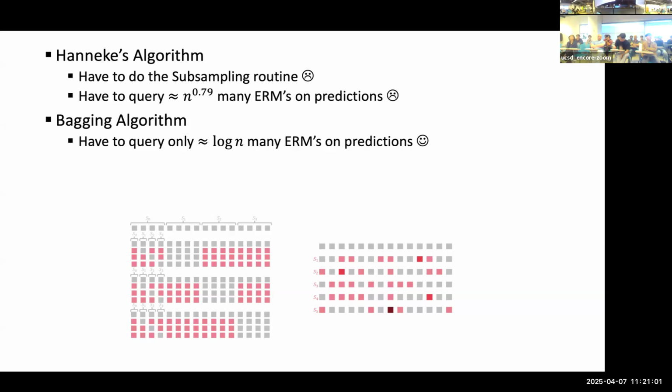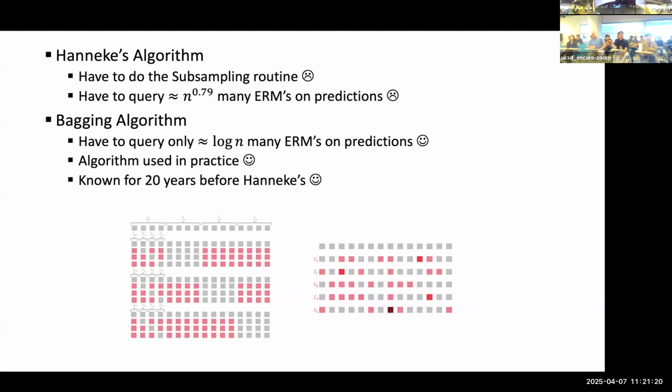But if we compare the two, I guess the nice thing is that now you only need to train a logarithmic number of these ERMs, and you only have to make a logarithmic number of predictions in your final majority vote to make your predictions. So that's great. This is used in practice. I think that is a nice upside to it.